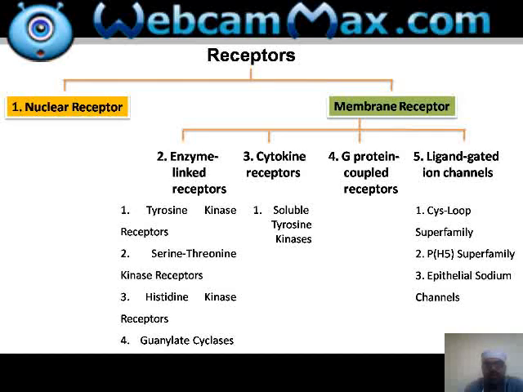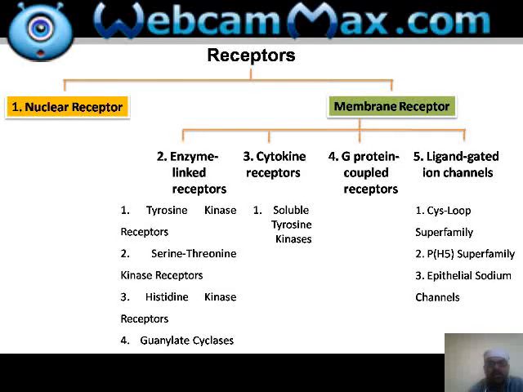The second class is the membrane receptors. The name clearly indicates that the membrane receptors remain at the cell membrane, where they receive the signal. The membrane receptors have been further categorized into four types, which are enzyme linked receptors, cytokine receptors, G protein coupled receptors, and ligand gated ion channels. So we have four different types of membrane receptors present on the cell membrane. Now let us take the example of each receptor one by one.